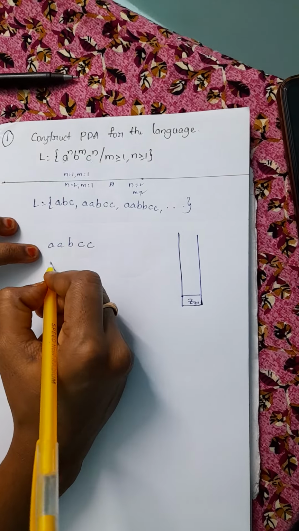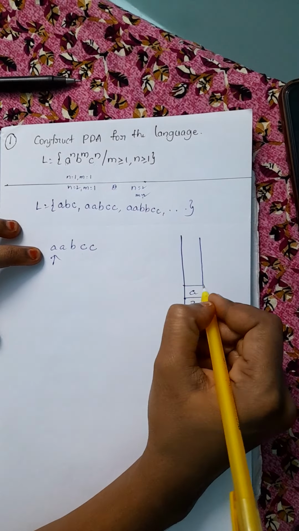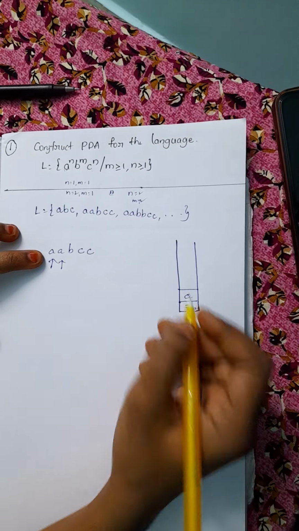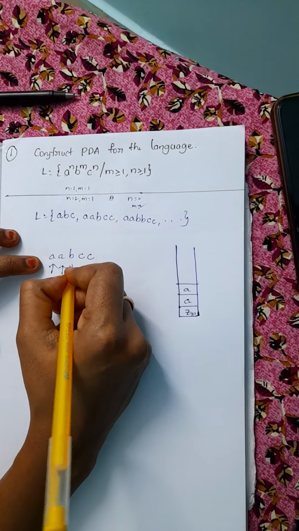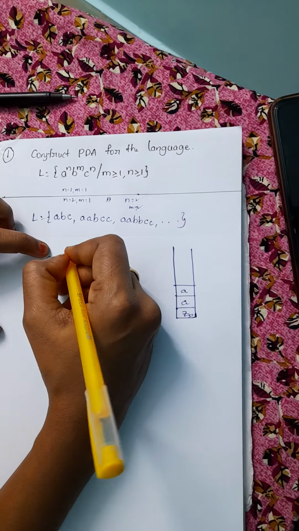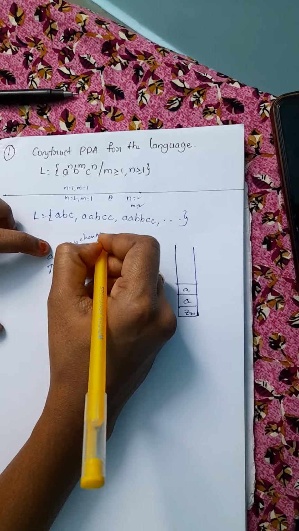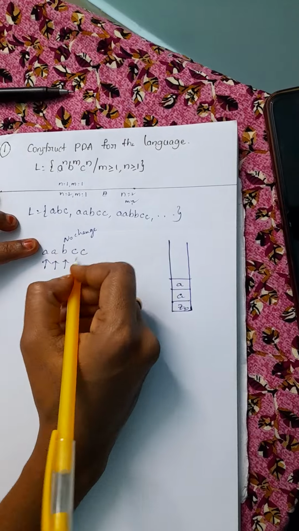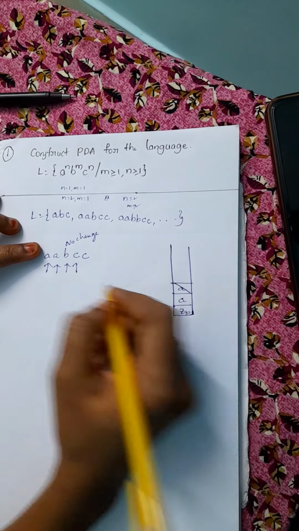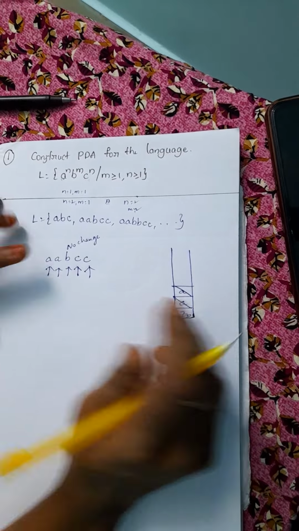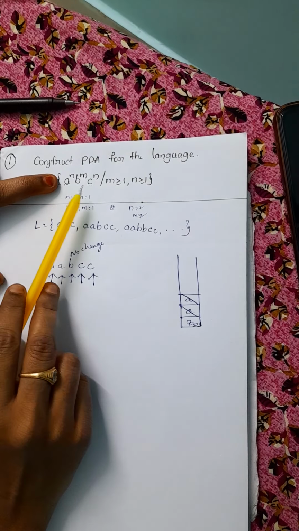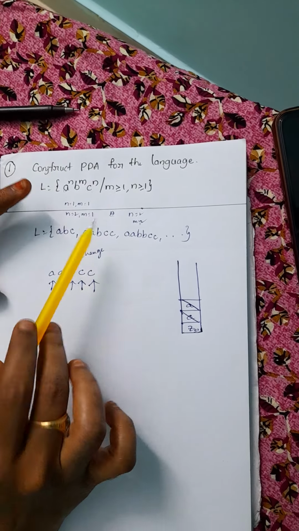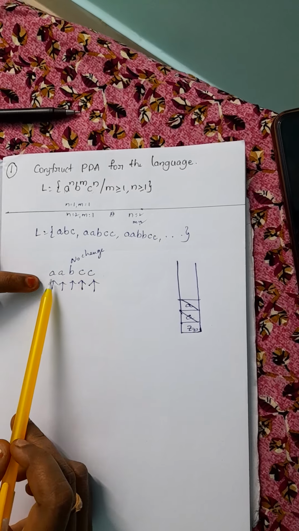Whenever we are reading the A's, we push onto the stack. While reading the second A, it is also pushed onto the stack. While reading the B, this is a no change condition. Don't do any pushing or popping while reading the B. While reading the C, pop A. While reading the second C, pop A. Why? Because the number of A's and the number of C's are equal, so the number of push operations and pop operations should be equal. So we do the pushing and popping for A and C.